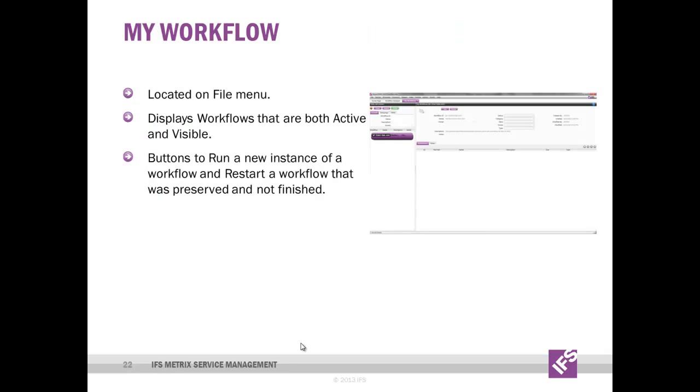The My Workflows screen is located under the File menu, and that displays workflows that are both active and visible. From there, you can see anything that was set up for the workflow, like the codes that were defined, and also if there were notes or something like that, you can see that information there. There are 2 buttons on there: Run, which starts a new instance of workflow, and Restart, which will let you restart a preserved workflow, a workflow that was started but not finished.